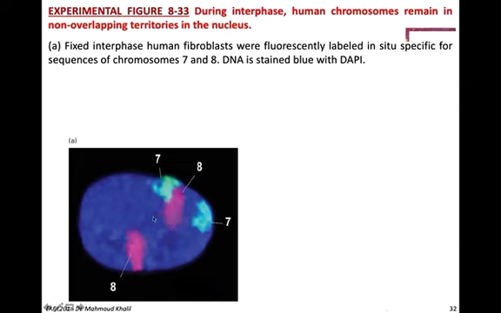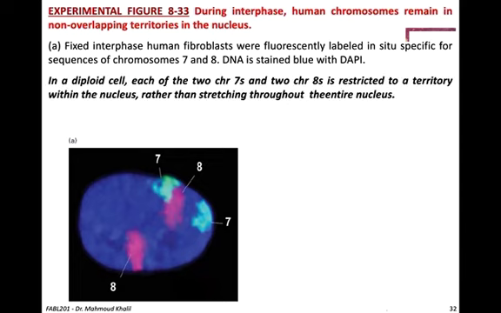So in this experiment, they fluorescently labeled this chromosome to identify its location. In a diploid cell, each of these two 7s or two 8s is restricted to a territory within the nucleus. They are not stretching around through the entire nucleus.